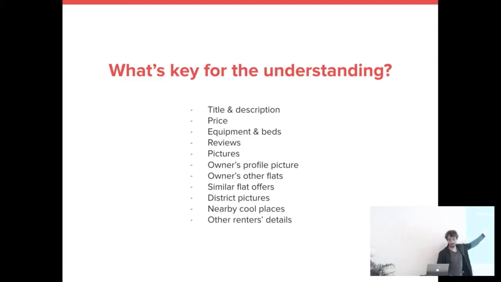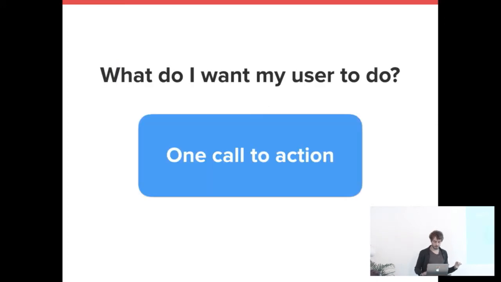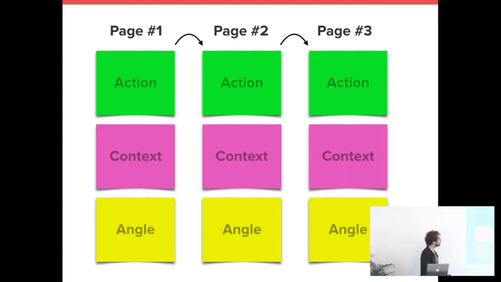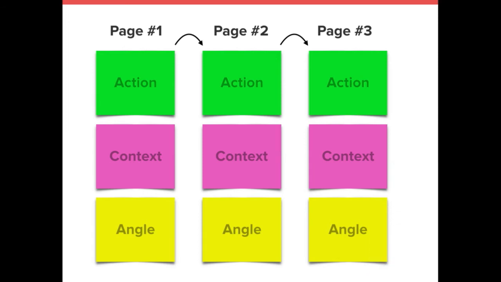So if I take the example of Airbnb, I don't need all of it depending on the page on which I am, okay? So when you define your journey in the context, ask yourself this minimal information question. Other thing about the action this time: one action per page. That means one call to action per page. So I think we bought some post-its. What you will do is take some post-its and make your user journey like that, okay? Action, context, angle for each page.